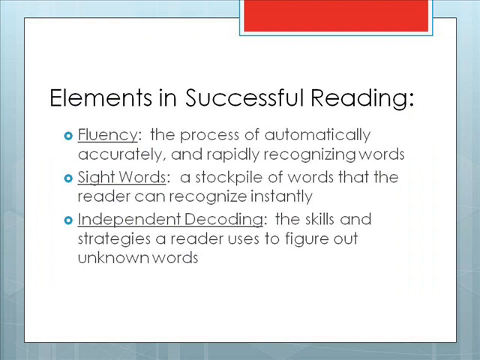The elements involved in successful reading are fluency, sight words, and independent decoding. Fluency, the topic of this mini lecture, is basically the process of automatically, accurately, and rapidly recognizing words. Sight words are a stockpile of words that the reader can recognize instantly. Watch the sight word mini lecture for more information about sight words. Independent decoding is the skills and strategies a reader uses to figure out unknown words.